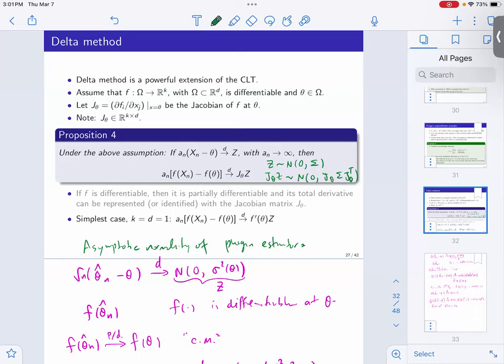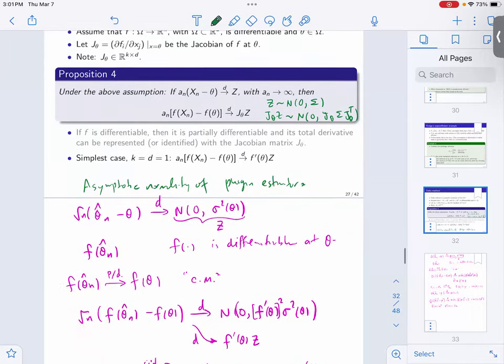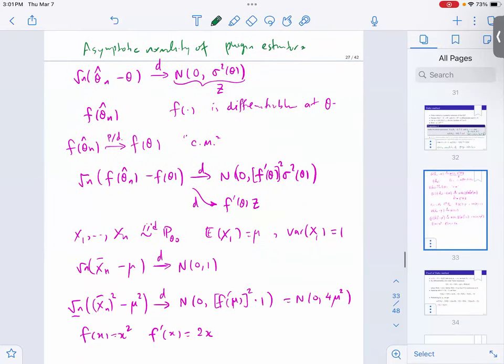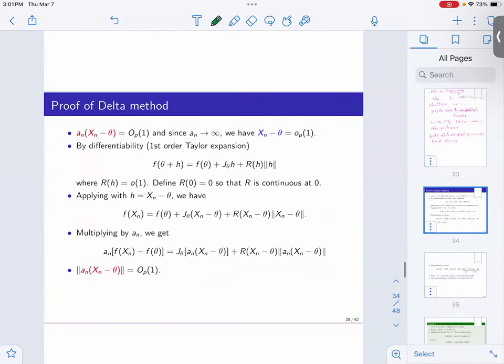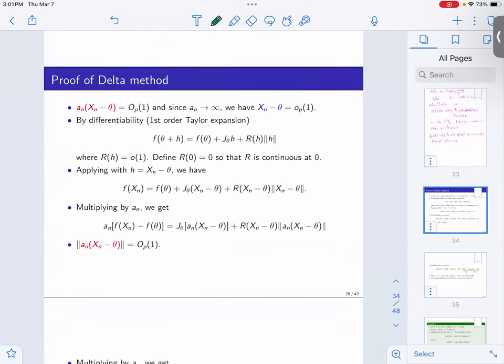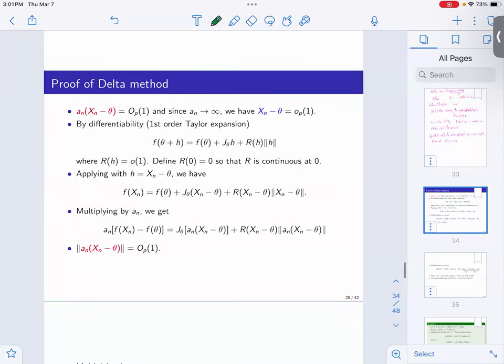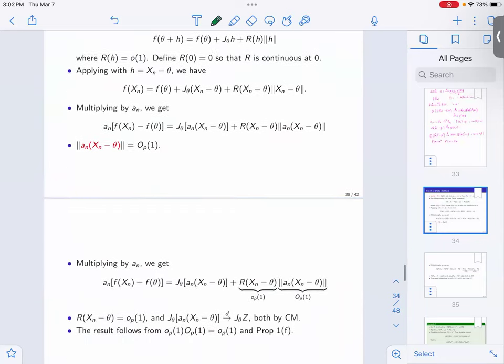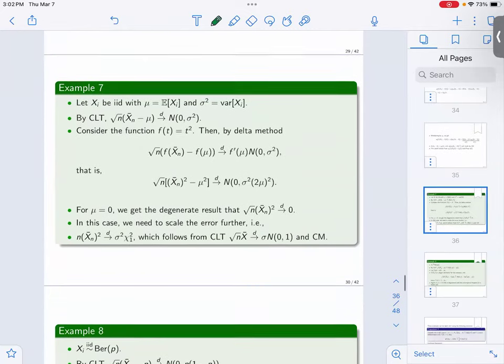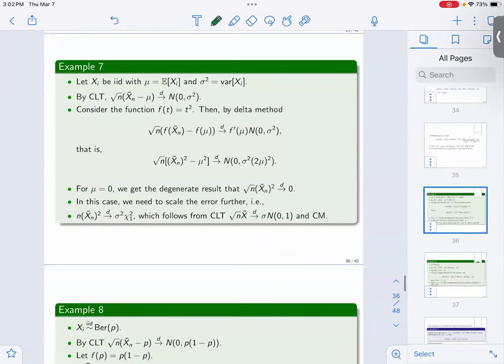Okay, so we're very close to finishing this chapter. This is another result for which I'm going to skip the proof. The consistency proof is different, but the proof of the delta method and the asymptotic normality results all rely on a Taylor expansion. You do a Taylor expansion around the true parameter and then you're done. Maybe I'll do it if I get a chance, but let's see an example.